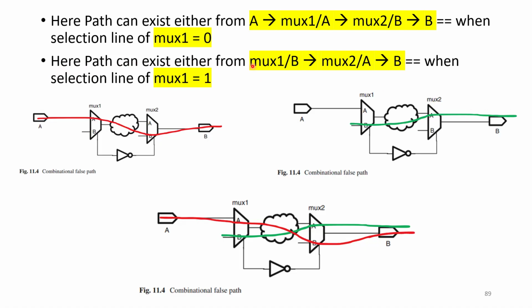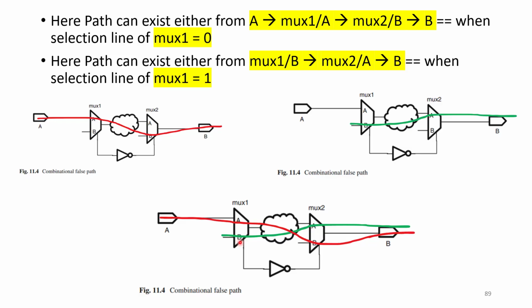Here paths can exist from mux1 B, going through mux2 A, and finally to port B. This happens when the selection line for mux1 is equal to 1, whereas the other path is for selection line equal to 0. So there exist two paths: the red colored one when the selection line is equal to 0, and the green colored path when the selection line is equal to 1. These are the paths which will be present depending upon the selection line.